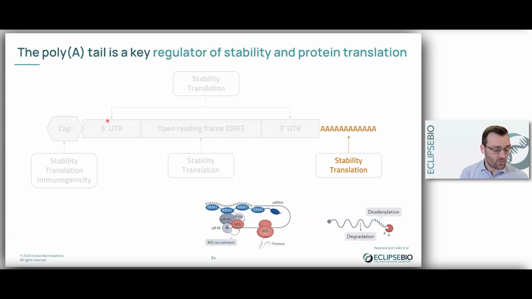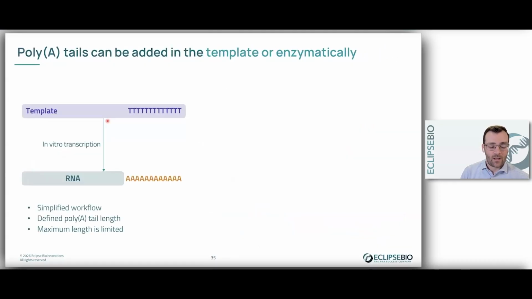And so this has made it critical, for therapeutic development, that poly A tails are incorporated and at appropriate lengths. And so in therapeutic development, there are typically two main approaches. The first is where you encode the poly A tail directly within the template. This then allows you to produce it during in vitro transcription. This is a very simplified workflow.